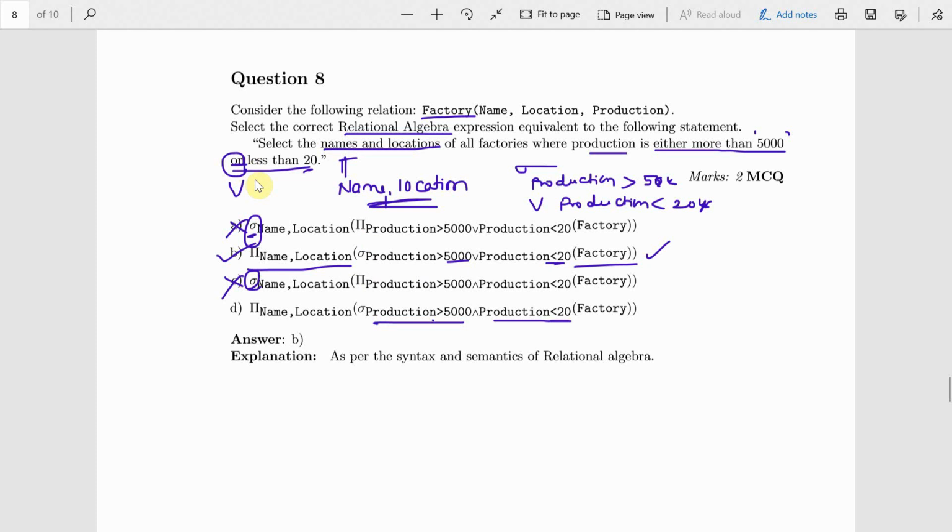R is what we represent with the disjunction operator, the OR operator. Here the AND operator is used. That's why it is wrong. So option D is wrong. So the answer for the question is option B.